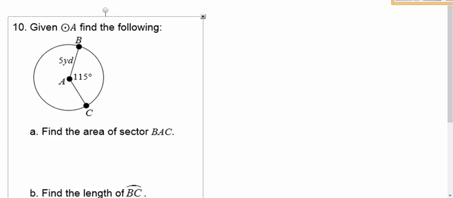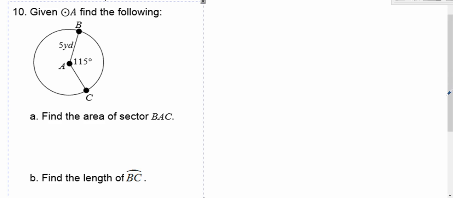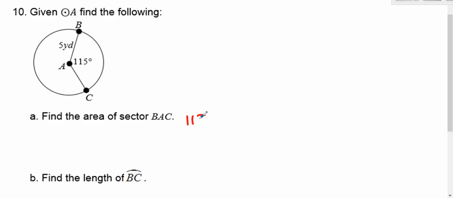On the area of a sector and the length of an arc, if you know what fraction of the circle it is, then just use that fraction. So if it was half the circle, you would just do half. If it was a quarter of the circle, you would just do a quarter, 1/4. If you don't know what fraction that is, and you just know the degree, you take the degree out of 360 because that's the fraction of the circle. 115 out of 360 total degrees.